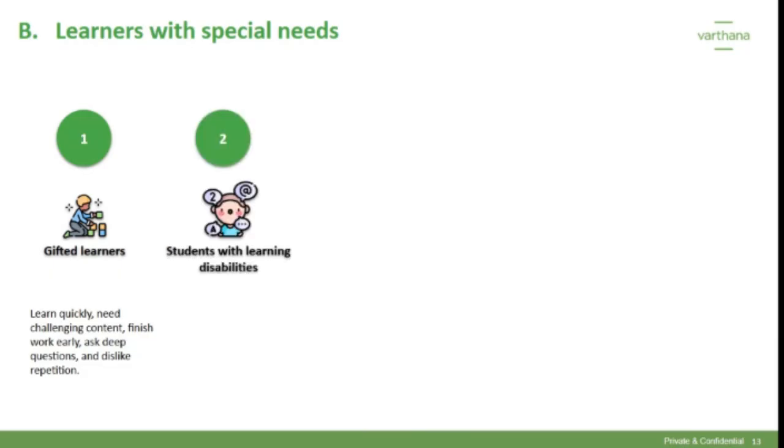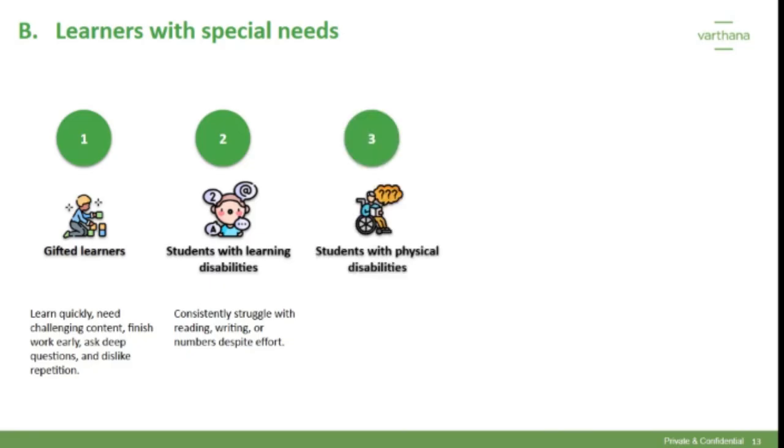The second one is students with learning disabilities, who struggle in reading, in writing, in understanding numbers, in understanding concepts. So these are students with learning disabilities. Next one is students with physical disability, who cannot see, cannot hear properly, have partial hearing, or require aids to fulfill their needs.